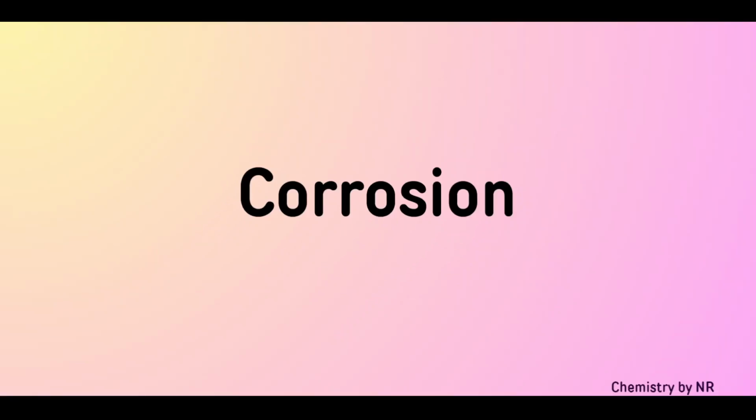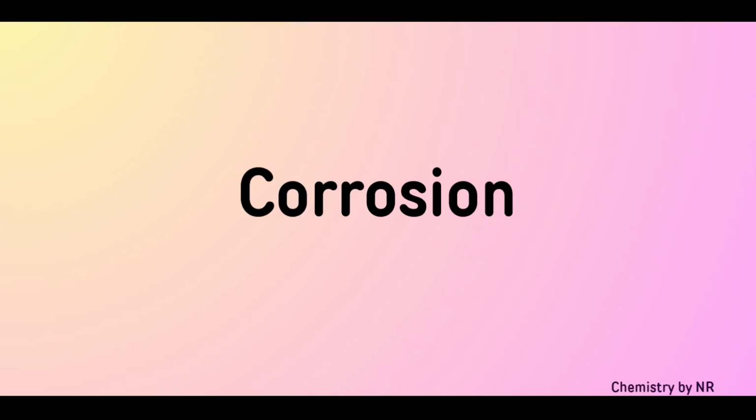Today my topic is corrosion. Without wasting your time, I'll simply dive into the topic. It is a topic in master's chemistry. So corrosion is defined as the deterioration of a material through an unwanted, or you can say unintentional, chemical or electrochemical reaction that occurs between the environment and the surface of the material.